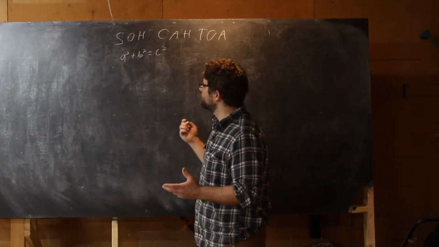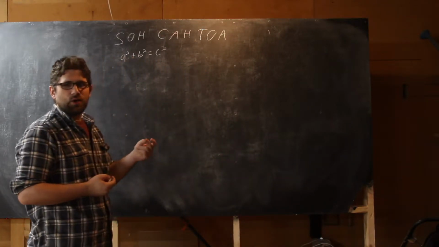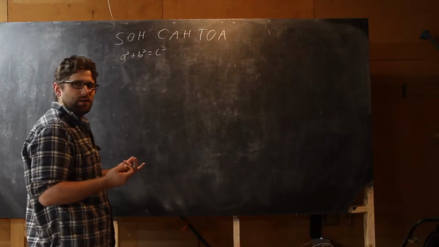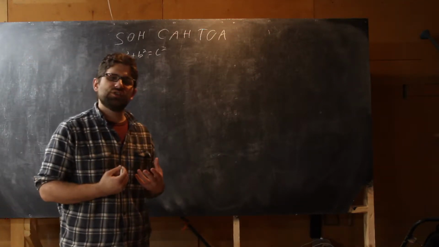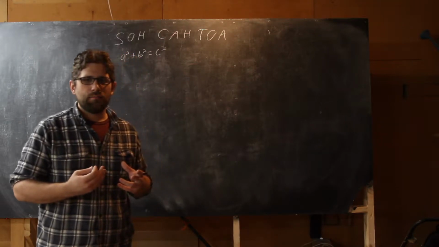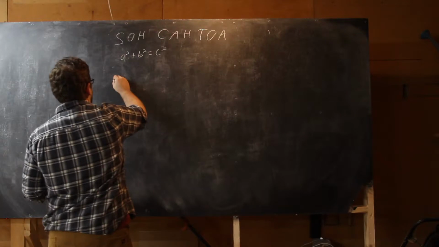What's Sohcahtoa? Well, Sohcahtoa is a nice little way to remember sine, cosine, and tangent and what they mean. See, the sine, cosine, and tangent are just representations of the ratios between the sides of a triangle, of a right triangle. So let's draw one out.